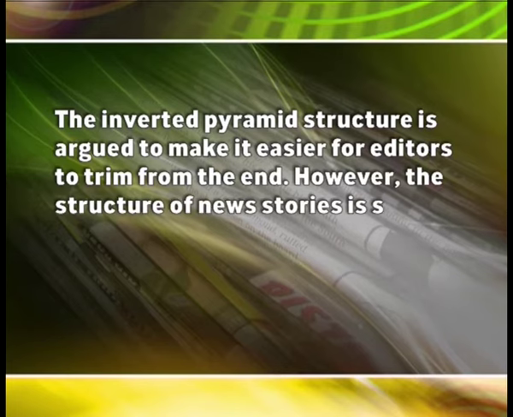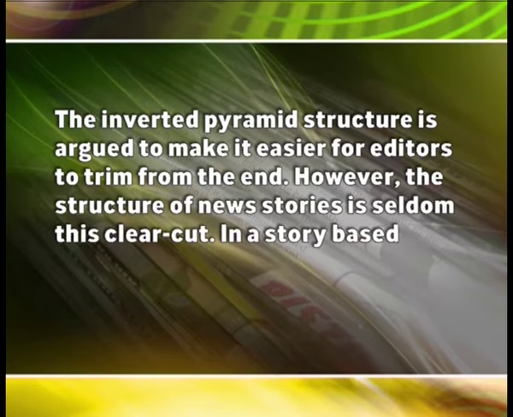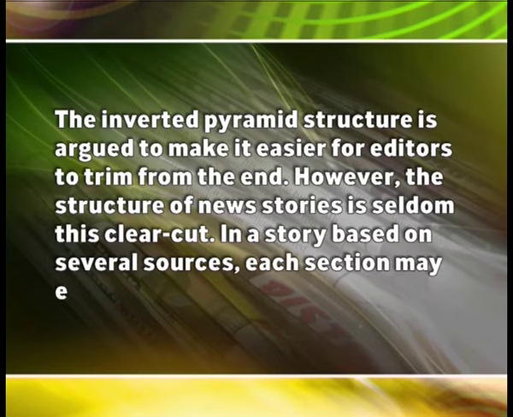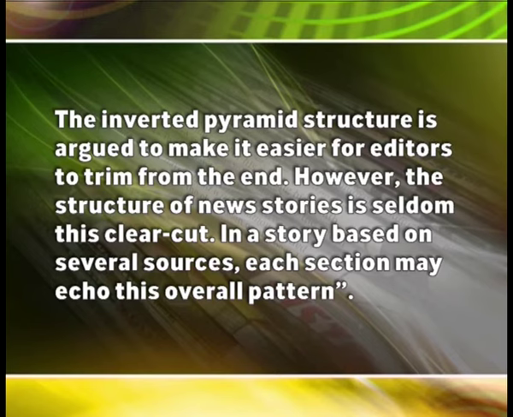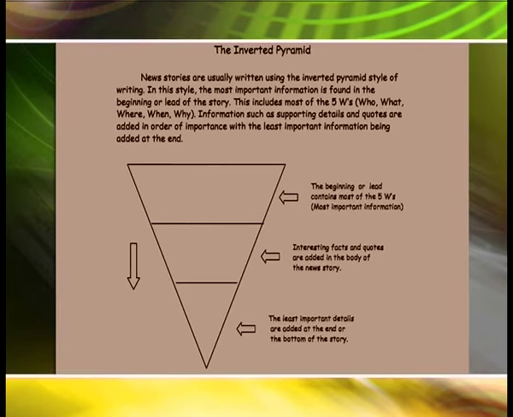However, the structure of news stories is seldom this clear-cut. In a story based on several sources, each section may echo this overall pattern. Inverted pyramid structure entails top-loading the essential and most interesting elements of a story, with supporting information following in order of lesser importance. It was developed during the Civil War to ensure the main facts of the story would not be lost during communication by telegraph.